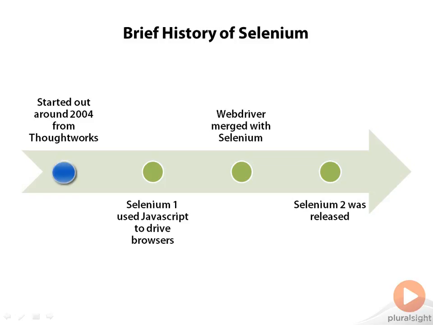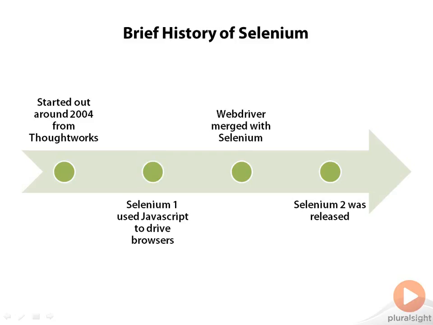So Selenium started out as a ThoughtWorks project. A couple of guys at ThoughtWorks came up with this idea of creating a framework to do some automated testing. And this was around 2004. So Selenium has been out for a while. And this version of Selenium, you can see it was called Selenium 1, or actually it was called Selenium RC, but we refer to it now as Selenium 1, and that just means Selenium Remote Control.